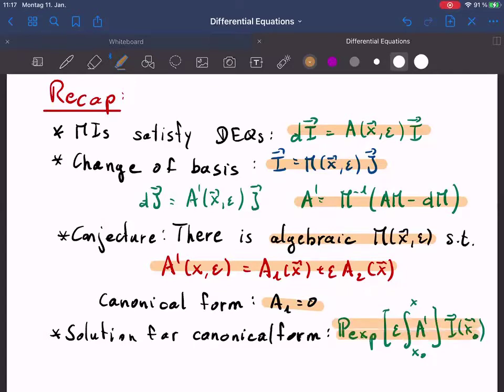the solution of the system is then simply a path-ordered exponential. Well, it's always a path-ordered exponential, but the advantage is that now the exponent is proportional to epsilon, so that when you expand the exponent, you can easily truncate the expansion in epsilon. And I of x0 is the initial point. So that is what we said last week.